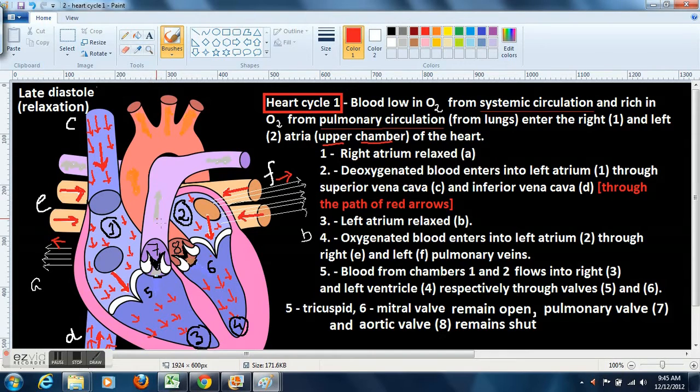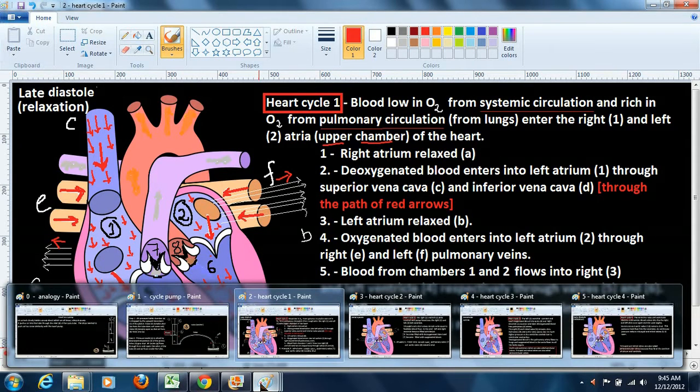and when valves 5 and 6, that is the tricuspid and mitral valves, remain open, blood will flow easily from atrium to the ventricle, from left atrium to left ventricle, from right atrium to right ventricle. And remember, the left ventricle, that is 4, will have oxygenated blood, and the right ventricle, that is 3, will have deoxygenated blood.